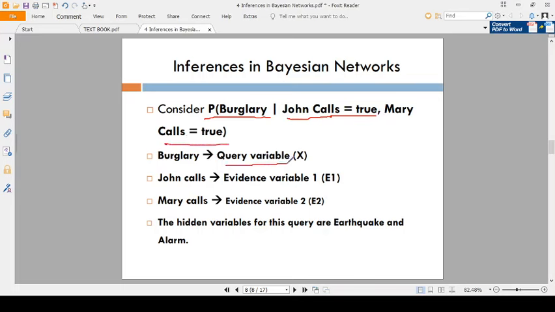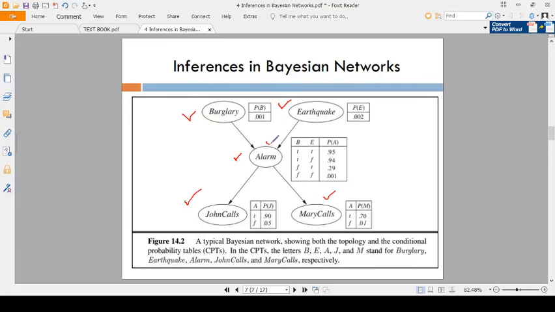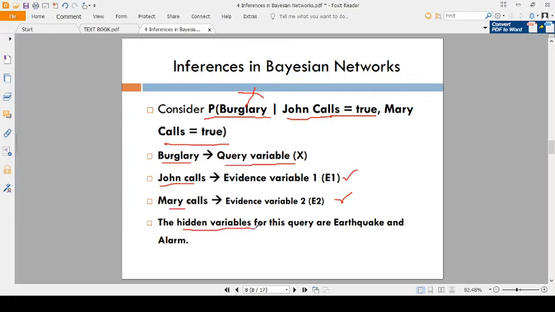What is the query variable here? Burglary. This is X. That means the query variable is burglary. What about John calls? John calls is true. This is one evidence. Mary calls is true. That is also one evidence. What are the hidden variables here? Alarm and earthquake. These two are hidden variables, y1 and y2.